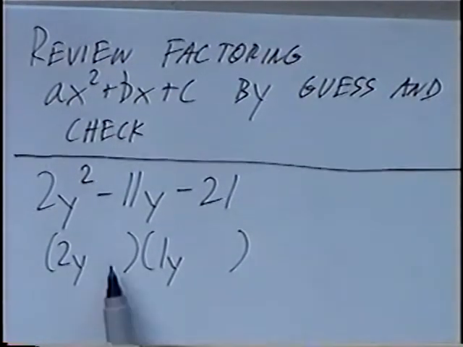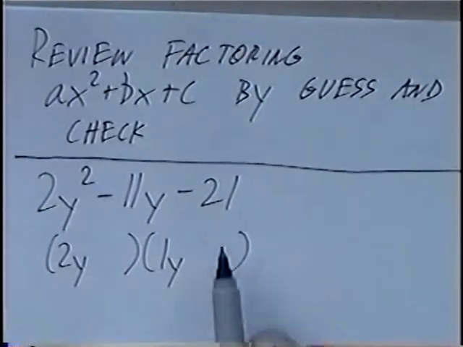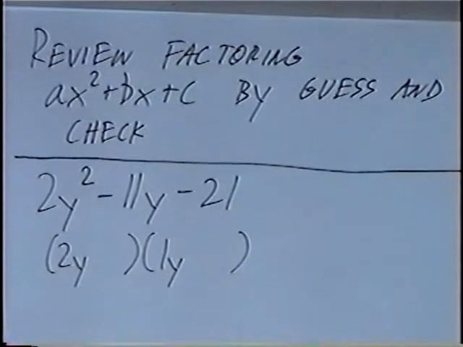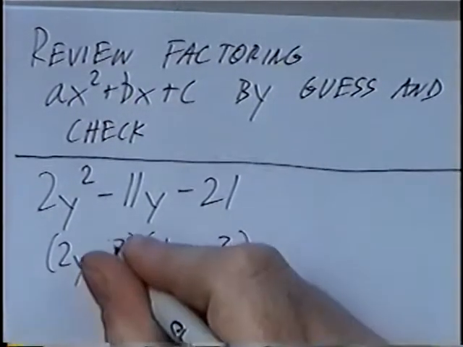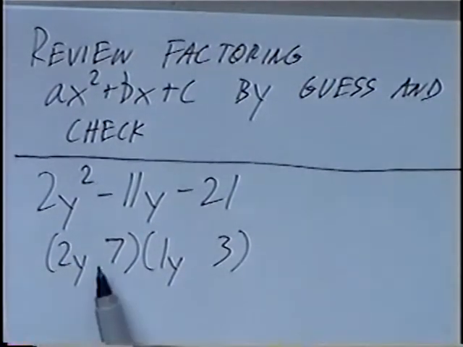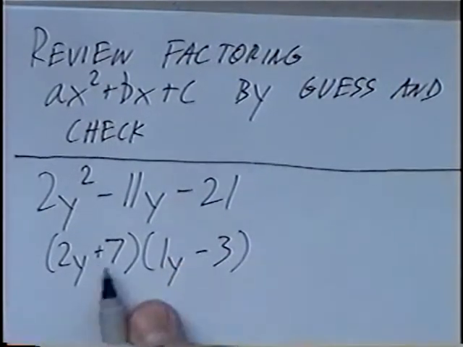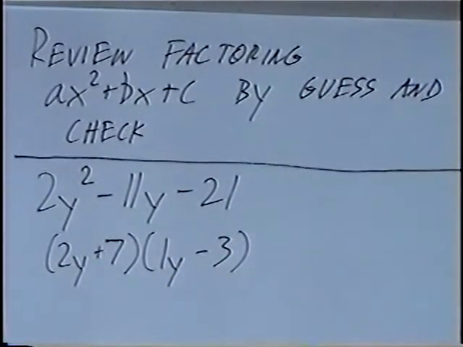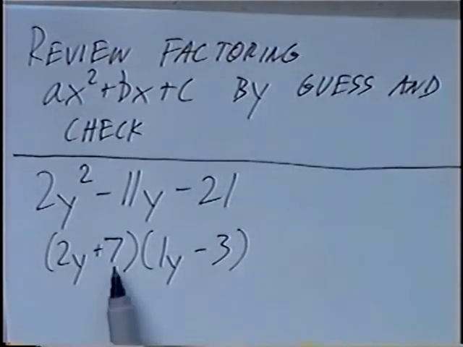The second part of the guess is to guess the last two numbers that multiply to get negative 21. We can either multiply 7 times 3 or 21 times 1. We can first try 7 and 3. Since it's a negative 21, that means one number is negative and one number is positive. And again, we'll just guess and then check and see if we're correct. We can first start by guessing a positive 7 and a negative 3. And again, 2y times 1y would be 2y squared. 7 times a negative 3 is negative 21.